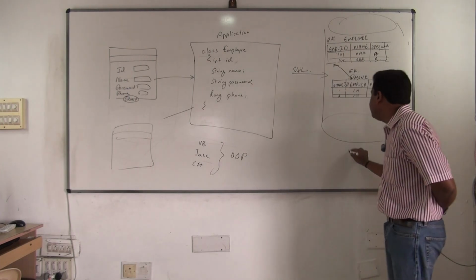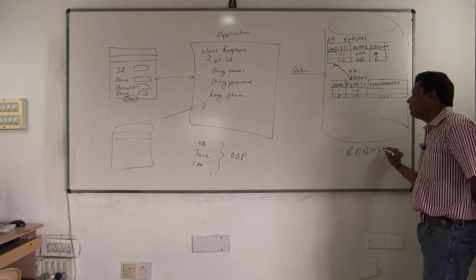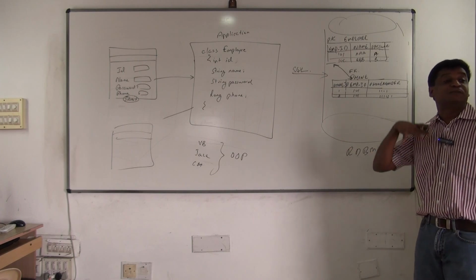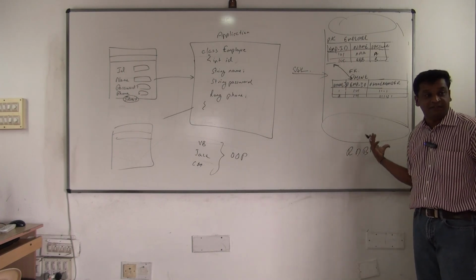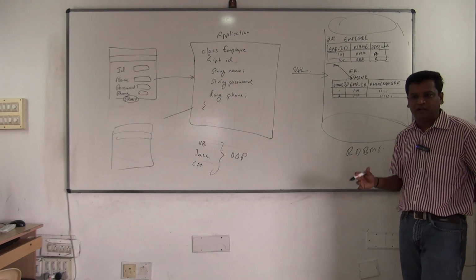So in RDBMS, what happens? You have to do all that explicitly. You have to retrieve the values from the object and put them into the database in RDBMS. In ORDBMS, what happens, you know?